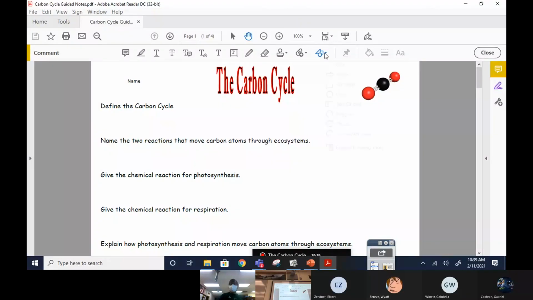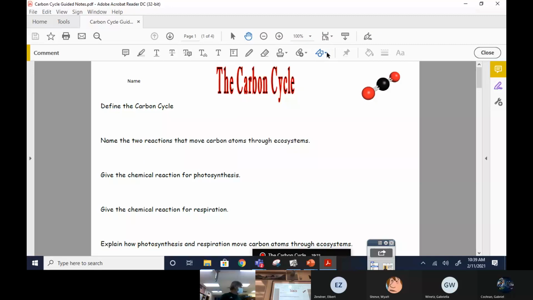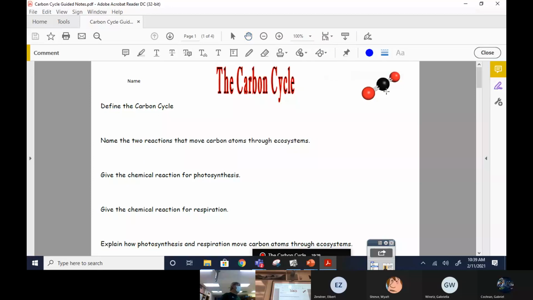I would suggest, if you can, to use an arrow. If you're not sure how to get to that, if you go to these shapes right here and you click on them, then you can draw an arrow. So I'm drawing it the wrong way. I'm going to draw it in the direction I want the arrow to be pointing. So I can do this, and I can then label that as a carbon atom.